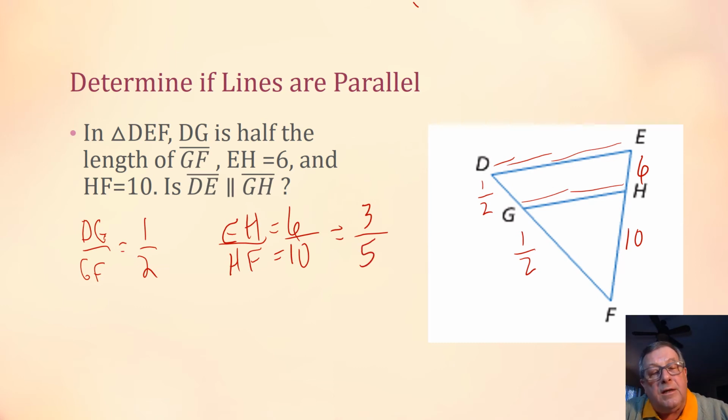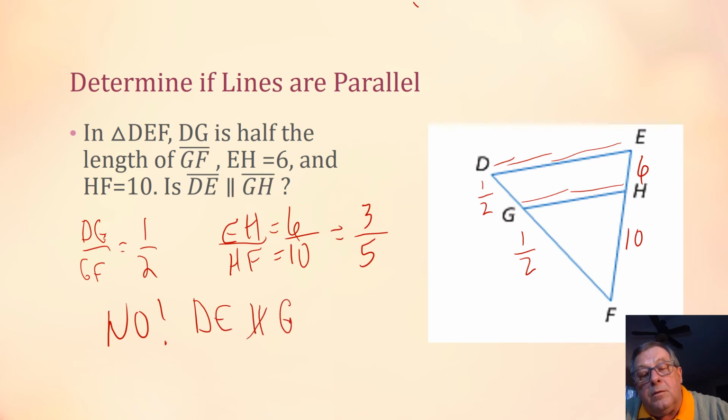And so then I can say that no, DE is not parallel to GH. And how do I know that? Because the converse of the triangle proportionality theorem tells me that if GH was parallel to DE, then the parts of DF and the parts of EF would have to be proportional, and they're not.